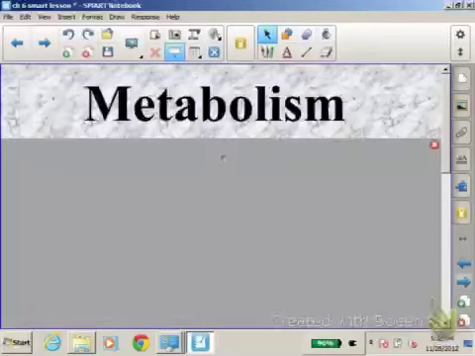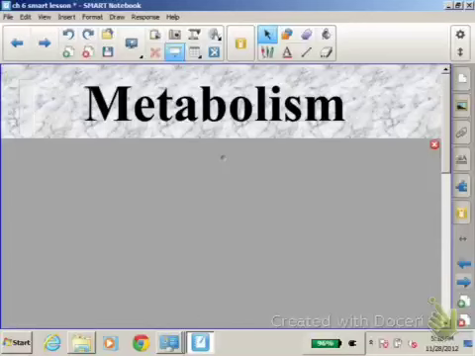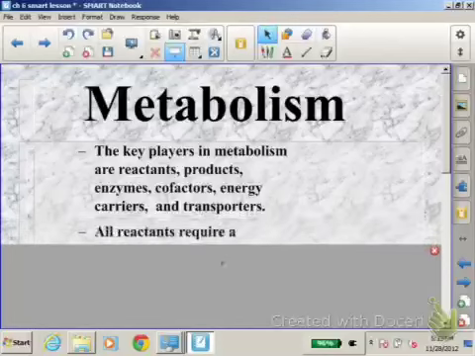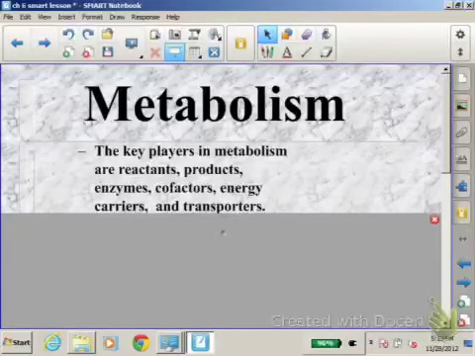Let's talk about metabolism for a second. Again, let me remind you that metabolism is supposed to be the sum of all chemical reactions in the body. The question here says, what are the key players in metabolism? In other words, what are the most important factors in an organism's body that are going to affect metabolism? So it says the key players in metabolism are reactants, products, enzymes, cofactors, energy carriers, and transporters.